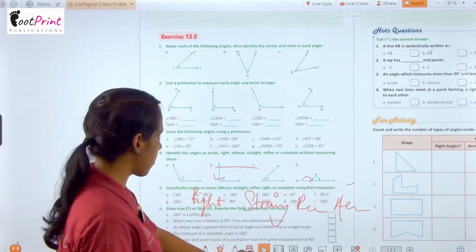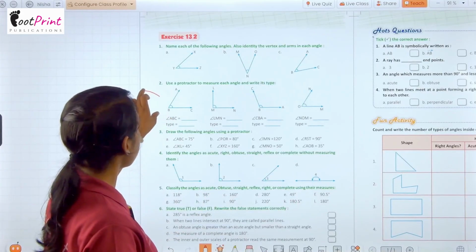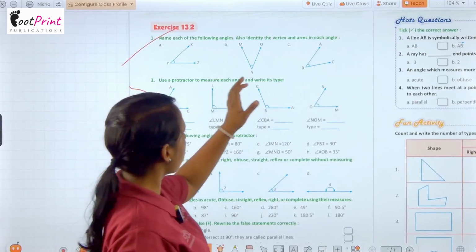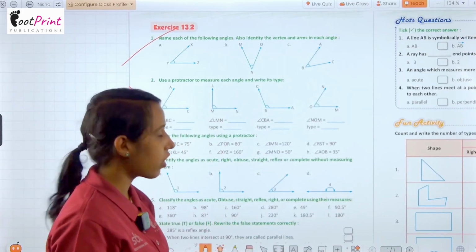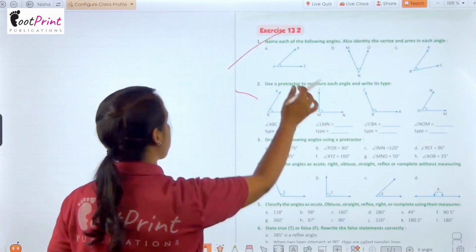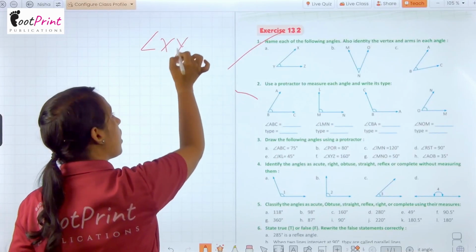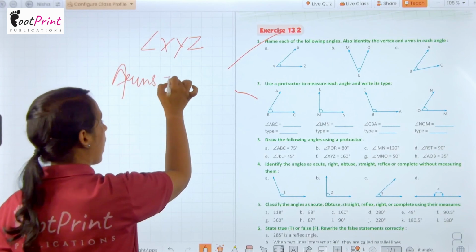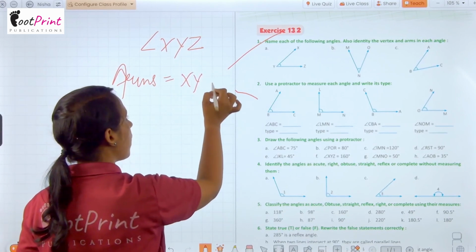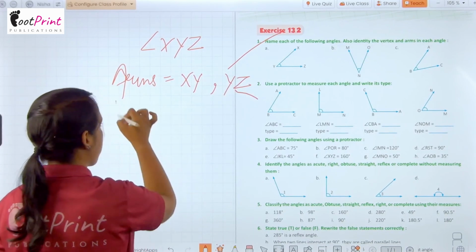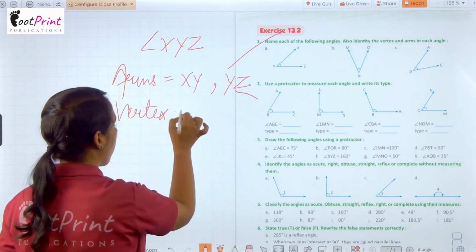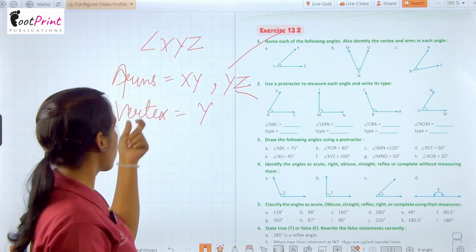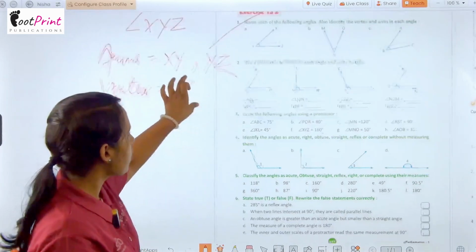Next here we have exercise 13.2. Let's solve it. In this, what we have to do, name each of the following angles, also identify the vertex and arms in each angle. So here we have first, that is angle XYZ. Okay, and the arms are XY and YZ, and the vertex is Y. Okay, so in this manner we have to write the name first and the arms and the vertex. Okay, now question number 2.